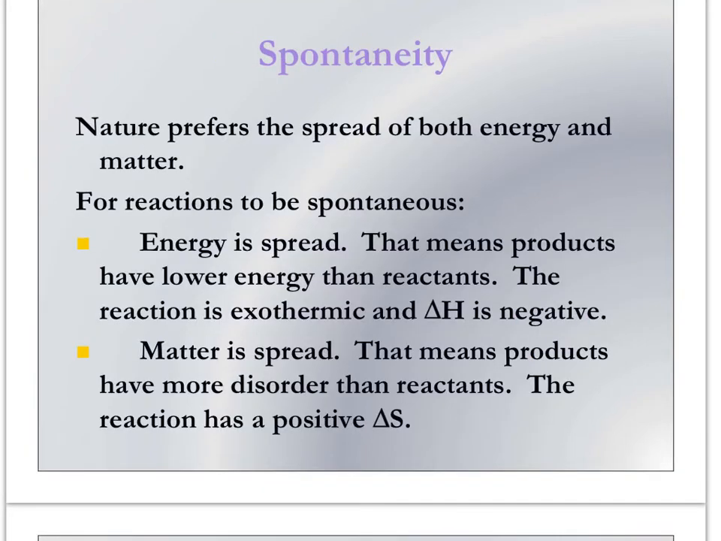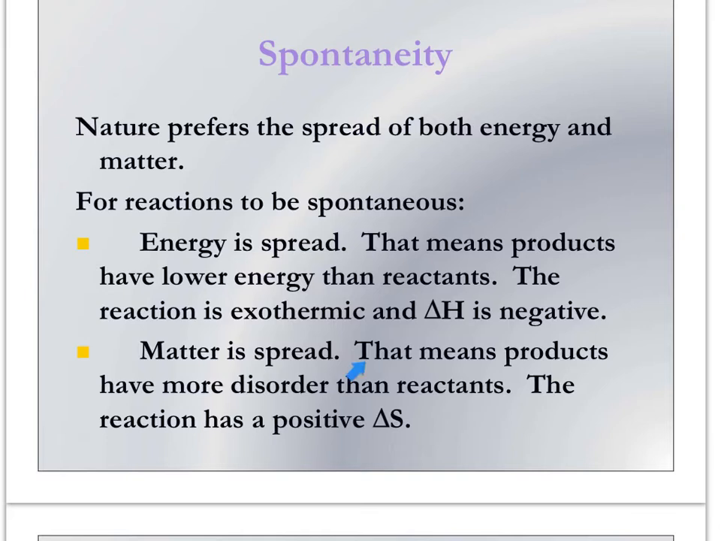So to review, we said nature prefers the spread of energy and of matter. So if we are spreading energy, that means that the products have lower energy than the reactants because we spread that energy out of our system to the surroundings, and that means that your reaction will be exothermic. Delta H is negative. For matter to spread, you want the products to have more disorder than the reactants, which means the reaction has a positive delta S.